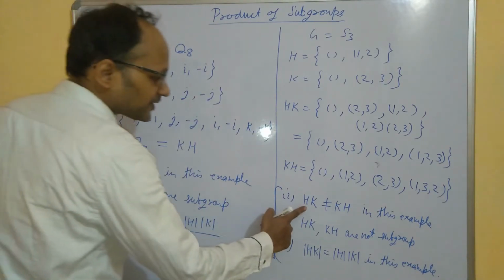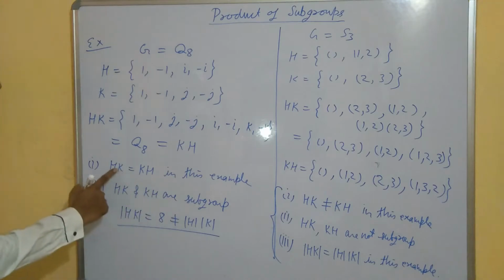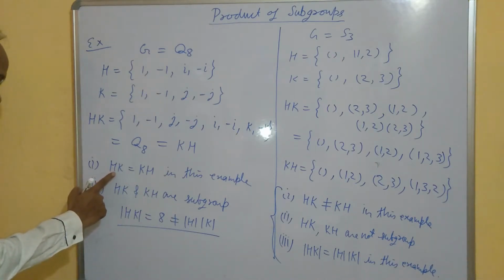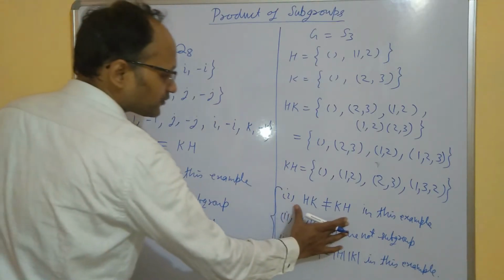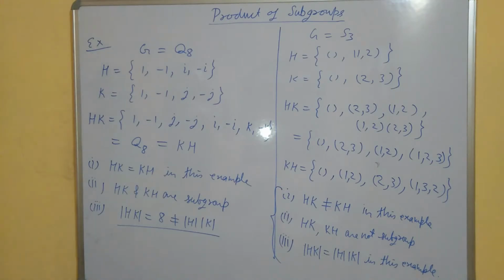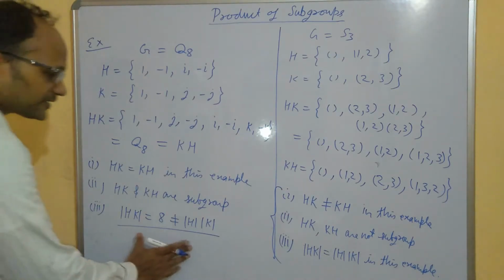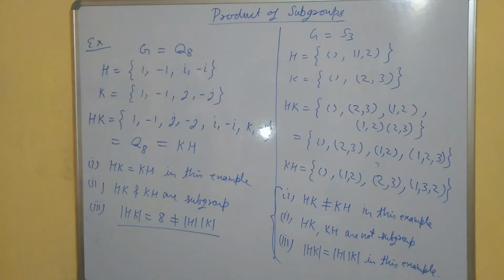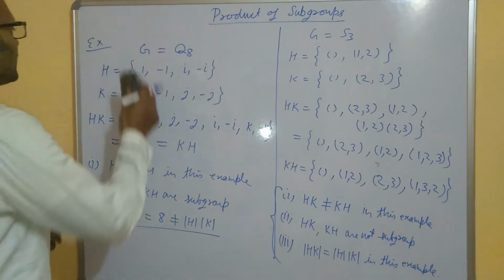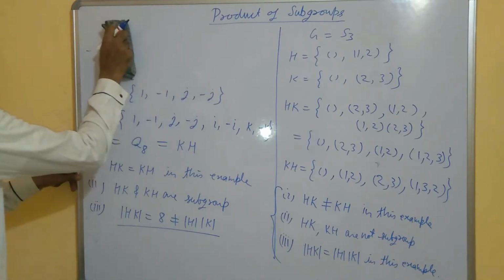in this example we have seen HK is not equal to KH, and in this example we have seen that HK is equal to KH. So it is not always true that HK is equal to KH or HK is not equal to KH. And also this is not a valid thing, that the order of HK is equal to order of H into order of K. So what we will do in this lecture, we will do two things.